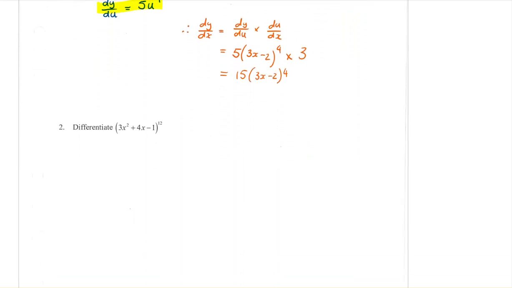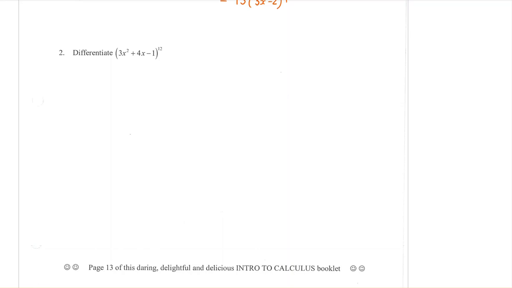Let's do another one of those. Differentiate (3x squared plus 4x minus 1) all to the power of 12. So I'm going to call that y equals (3x squared plus 4x minus 1) to the power of 12. Whatever is in that bracket, that's what our u is going to be. So over here on the side, u is going to be 3x squared plus 4x minus 1. So I'm going to sub that in. y equals u to the power of 12. I'm going to differentiate both of my expressions here.